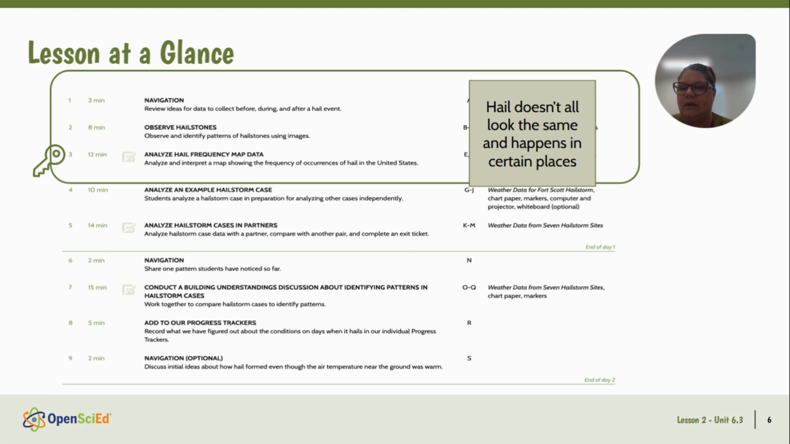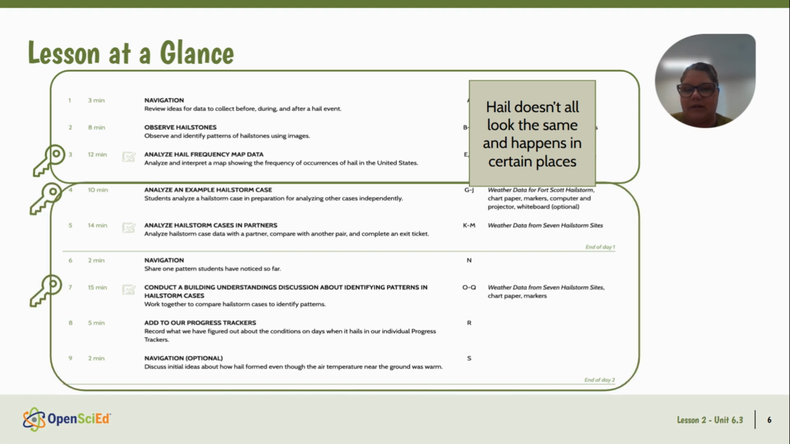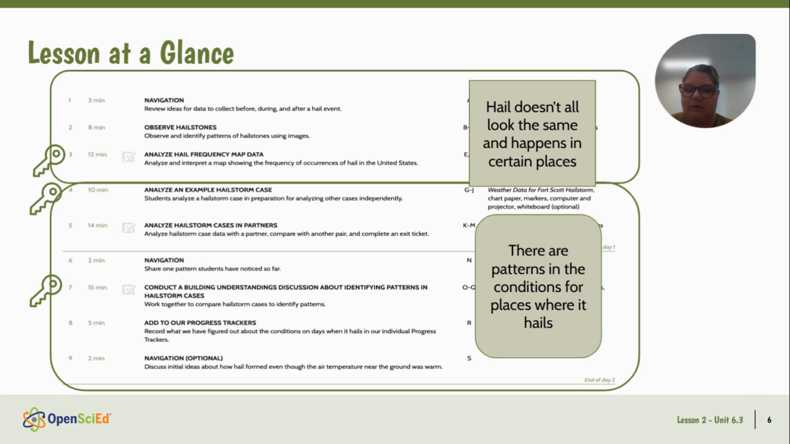Why is it happening more frequently in those dark green areas that we see on the map and not the lighter areas? So as we move into the next section, we navigate into some data from different hail events, and we look for some potential causes of hail that we brought up in Lesson 1 from our driving question board. They discover that there are definitely some patterns in the conditions for hail, and we come to a consensus later on in the lesson about those conditions, and we summarize those in our building understanding discussion.